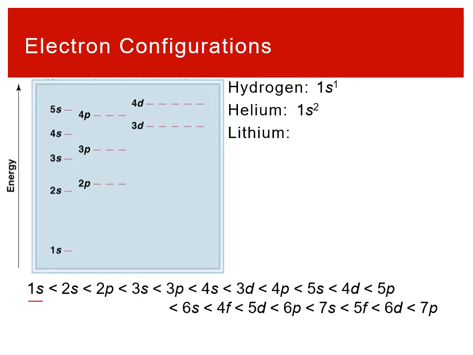Lithium, atomic number 3, now has 3 electrons. When we go to ask the question, what's the lowest energy subshell? Again, we get 1s. The 1s subshell can hold 2 electrons. Well, lithium has 3, so it's going to go ahead and fill up that 2. But now we need another subshell. The next lowest energy is going to be 2s. So we can see 1s2, 2s1.